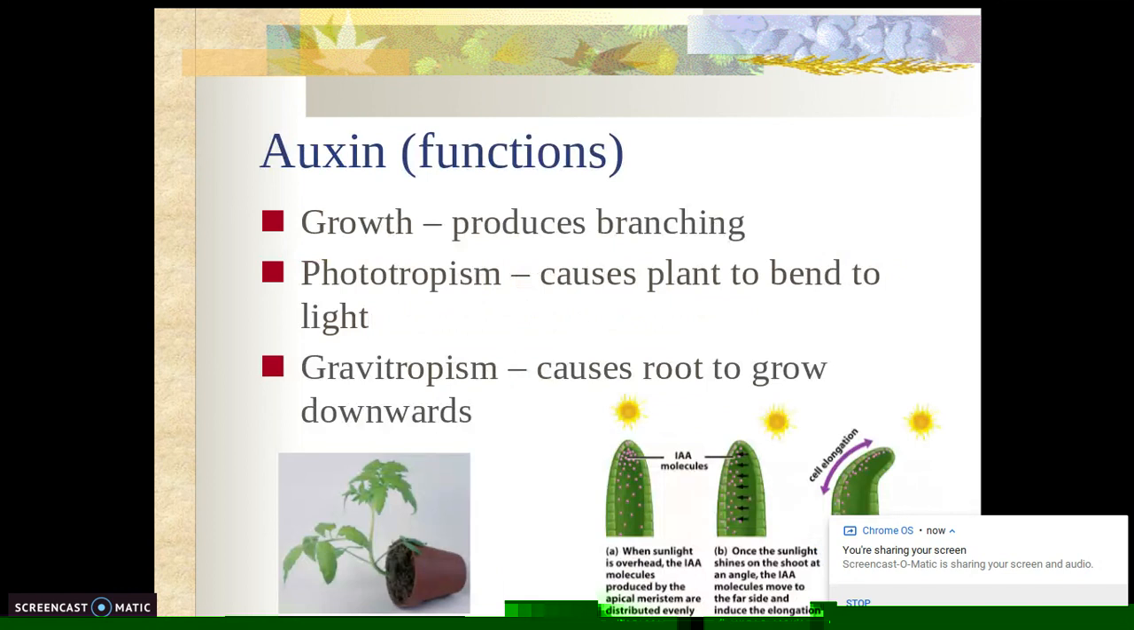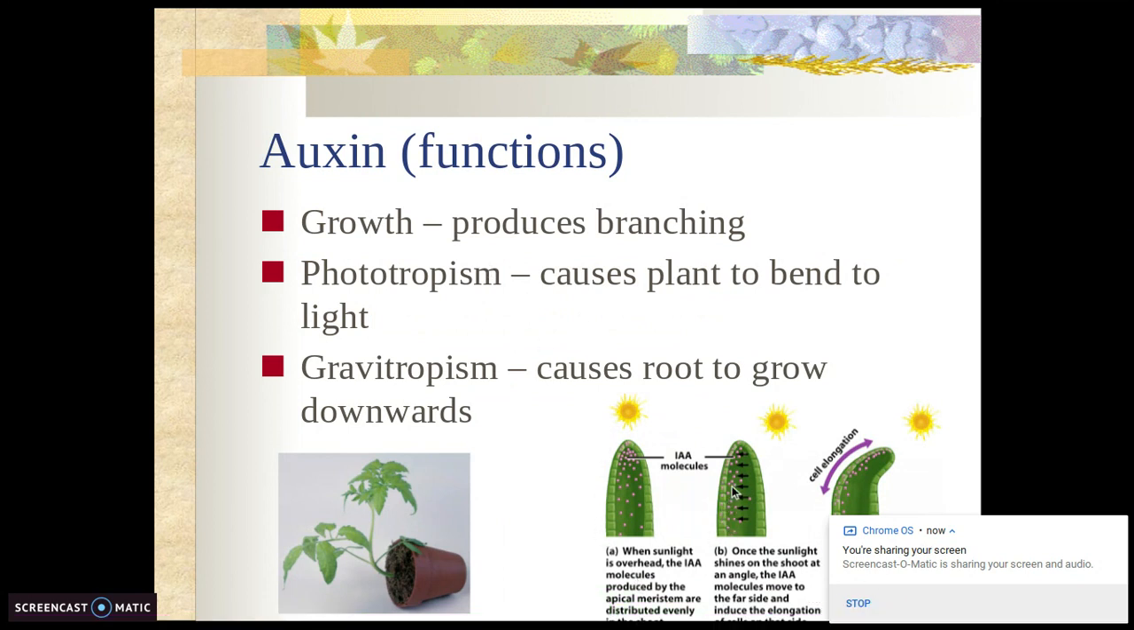The first hormone we're going to talk about is auxin. Auxin is used for growth. It produces branching. If you look at the pictures at the bottom here, these little dots represent the hormone auxin, and auxin is used for elongation in the stem. If you notice, they go in the shaded region, and it promotes this cell elongation.